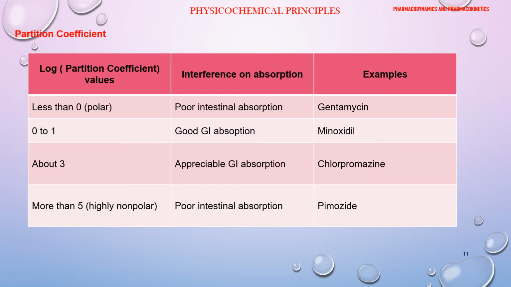In drug designing, the partition coefficient log P value is calculated or estimated using partition media N-octanol and water. Based on the log P value, inferences on absorption of drug can be predicted as shown in the table.